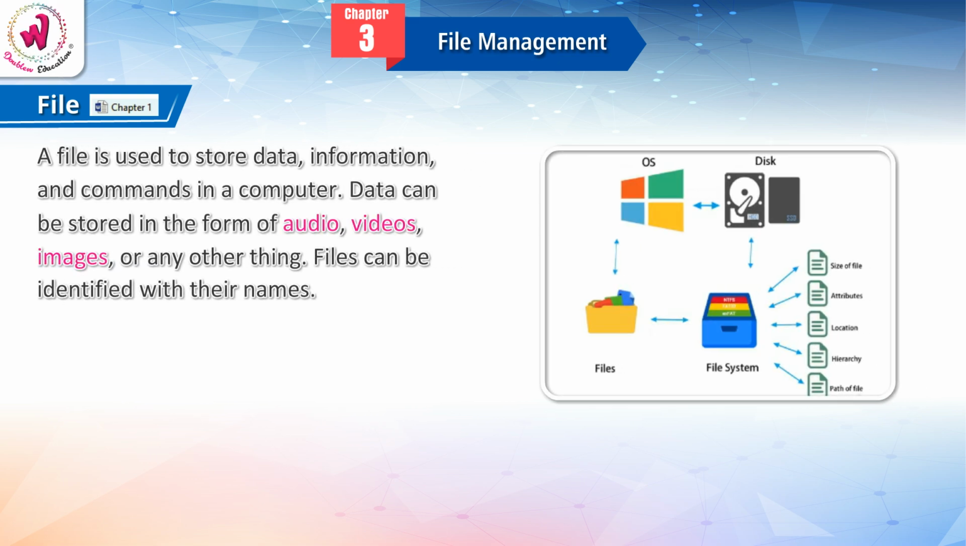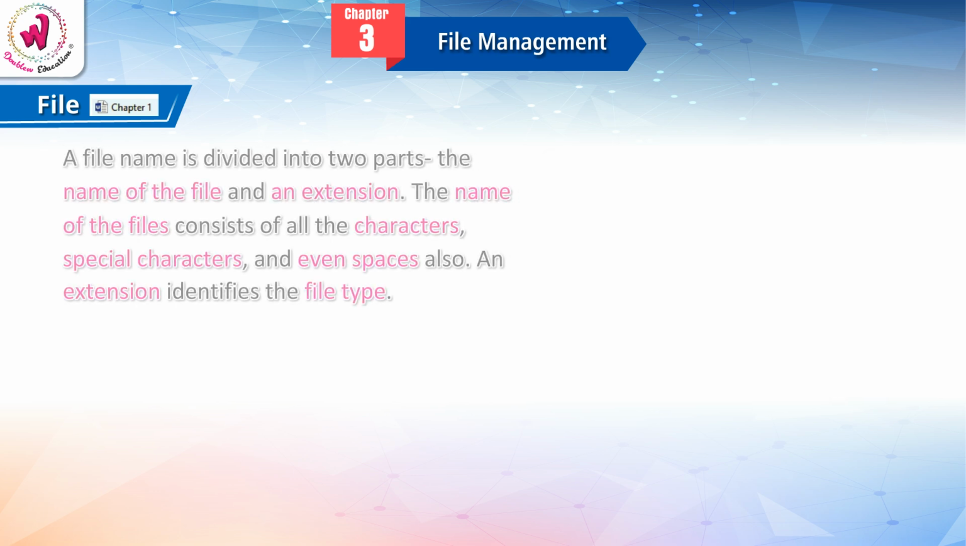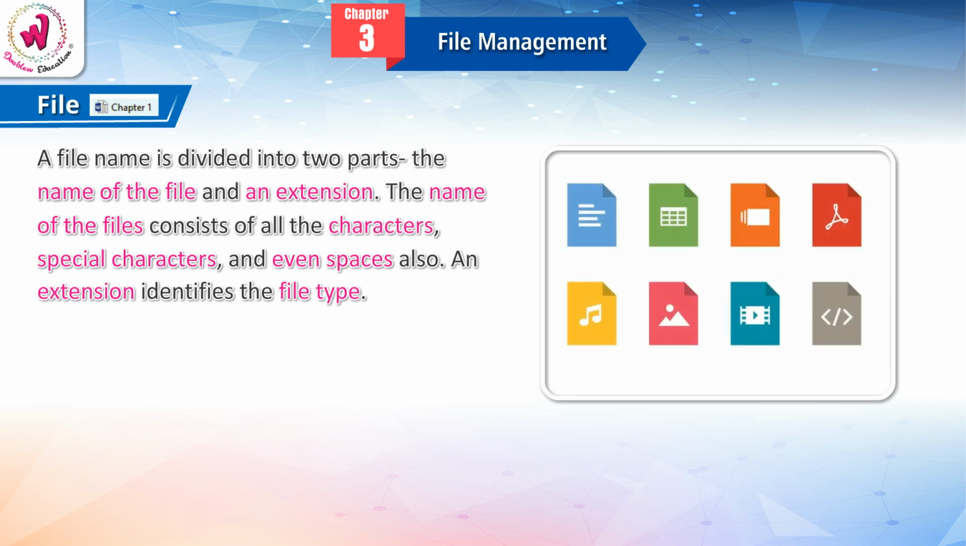File. A file is used to store data, information, and commands in a computer. Data can be stored in the form of audio, videos, images, or any other thing. Files can be identified with their names. A file name is divided into two parts: the name of the file and an extension. The name of the file consists of all the characters, special characters, and even spaces.